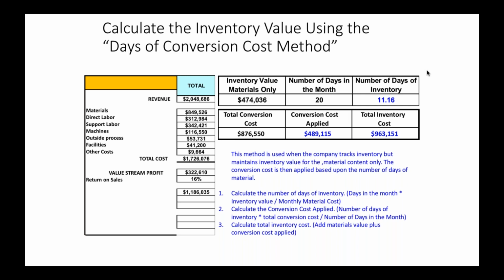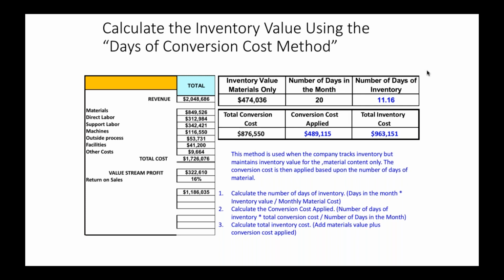So if you divide 20 into 11.16, take that percentage, which comes to roughly, I think, 56, 57%. And if you multiply that by the total conversion costs of $876,550, you get conversion costs of $489,115 that need to be applied to ending inventory. And again, our value is $963,151.